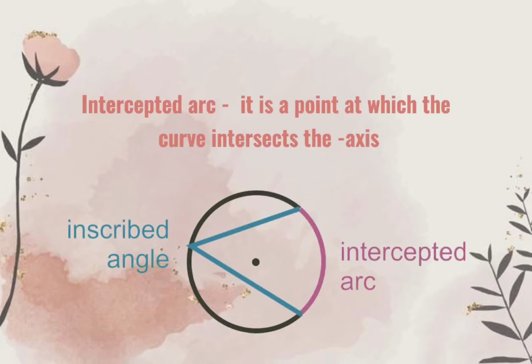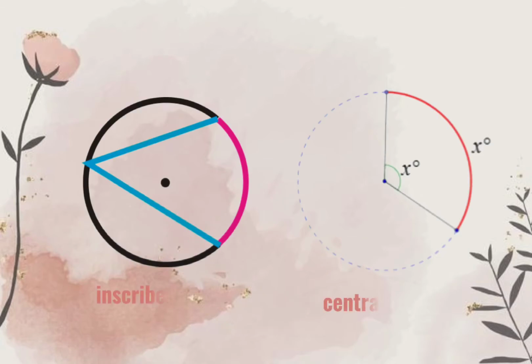Intercepted arc. It is a point at which the curve intersects the axis. The relationship between the intercepted arc and the inscribed angle is that the intercepted arc can be found inside the inscribed angle. It is also the same with the central angle. The intercepted arc can also be found inside the central angle.